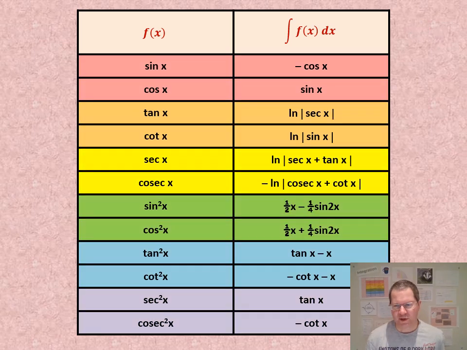To help me do that, I have coloured them in pairs. So we have sin x and cos x together, tan x and cot x together, sec x and cosec x together, sin squared x and cos squared x together, tan squared x and cot squared x together, and sec squared x and cosec squared x together. And you can see the same image behind me.